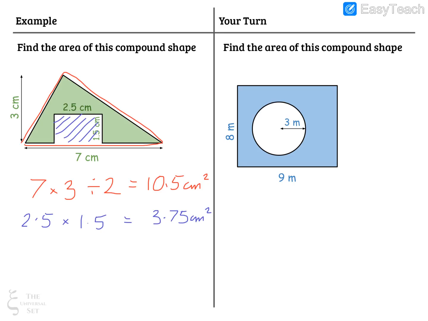But this time, of course, we're subtracting, right? We're not adding this time, we're subtracting because I've chopped this rectangle out of this big triangle. So we take the areas away. And I'm going to be left with 6.75, need some units on that, centimetres squared. Cool. Take a look at this one on the right, pause the video, and I'll come back in a sec to help you.